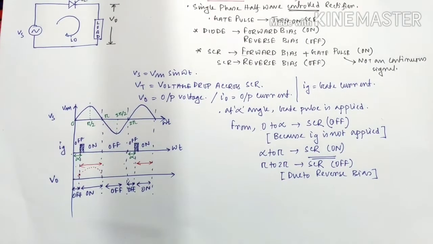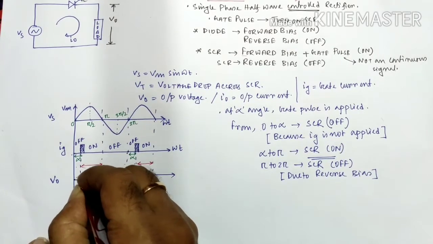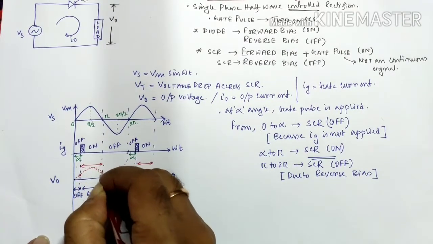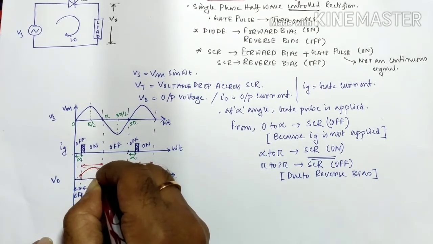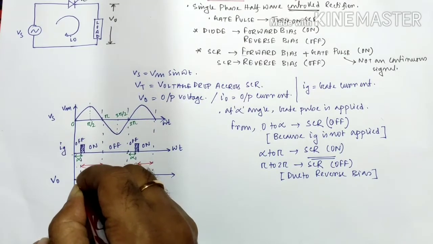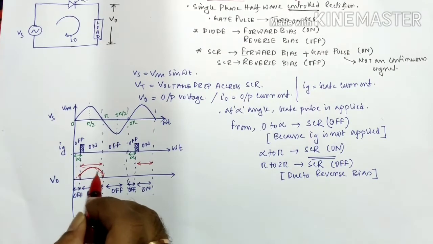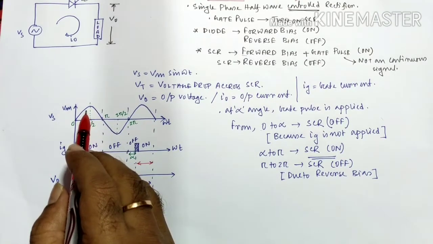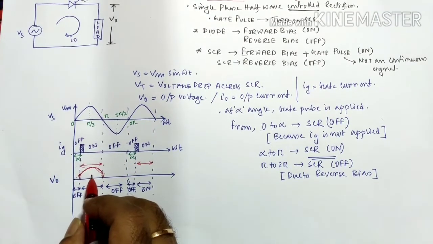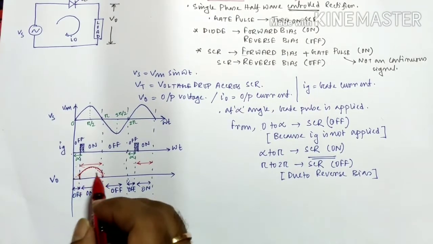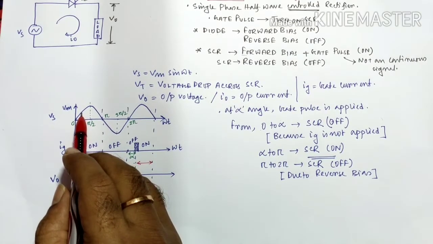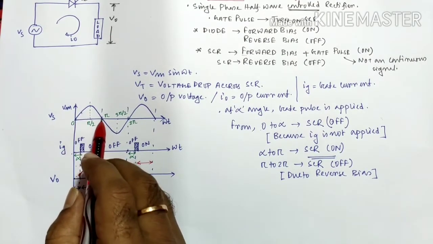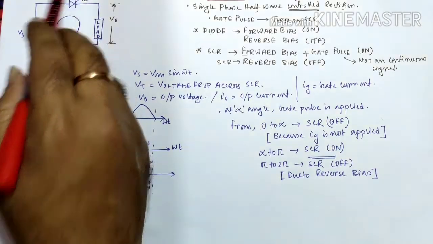Assume I am drawing with the... so here the output will look like this one. It will directly follow. Remember, this curvature is similar with this curvature. Maybe in my diagram it does not look like a similar one, but what I want to draw here, from this particular point the output follows this curve, and it will follow until the SCR is on.